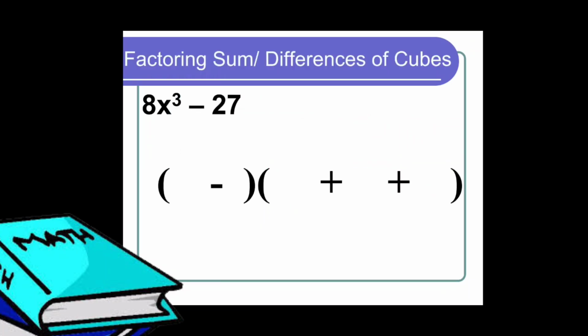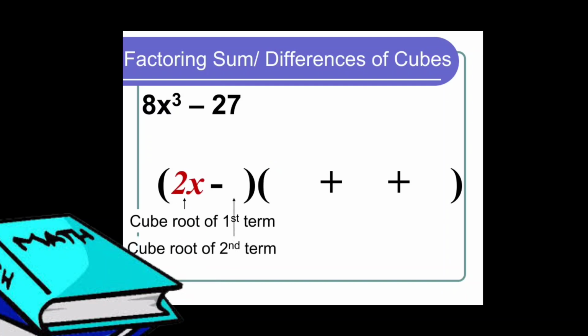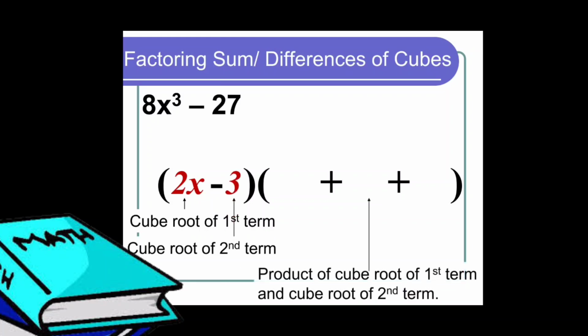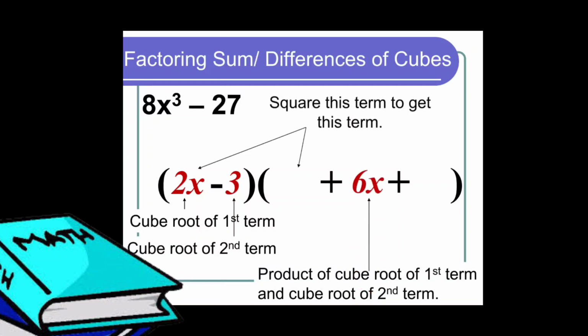8x cubed minus 27. We need to get the cube root of our first term. So the cube root of 8x cubed is 2x. The cube root of the second term, which is 27, is 3. And to get this term, we need to get the product of the cube root of the first term and the cube root of the second term. So 2x times 3 is 6x. We need to square this term to get this term. So 2x squared is 4x squared. We need to square 3, so the answer is 9.